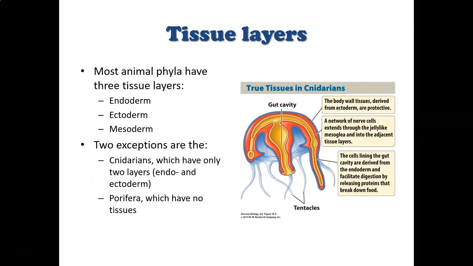So what kind of features are we going to be paying attention to? All right, the first is how many tissue layers each animal phyla has. Most animals have 3 distinct tissue layers, the endo, ecto, and mesoderm. All right, so the endoderm is the inside stuff like your stomach. The ectoderm is the outside stuff like your skin, and the mesoderm is the middle stuff like your muscles. Right. Most of them have 3 tissue layers. There are 2 groups that don't have 3. The cnidarians only have 2, the porifera only have 1.